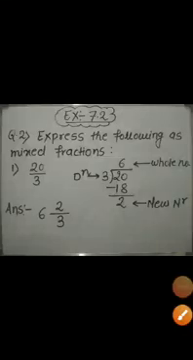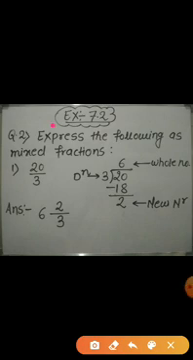Students, now I am going to discuss the question number 2 and 3 of exercise 7.2. Look at the question number 2. Express the following as a mixed fraction. Now here the fraction is given 20 by 3. It's an improper fraction as numerator is greater than denominator. And we are asked to express this improper fraction as a mixed fraction.